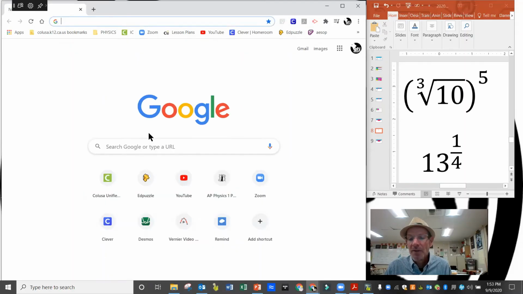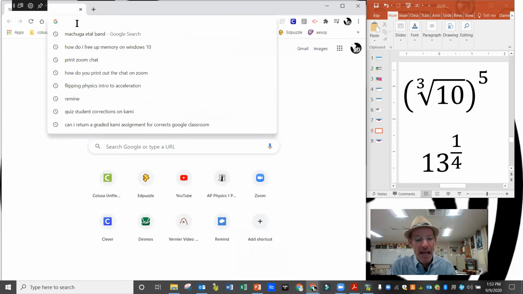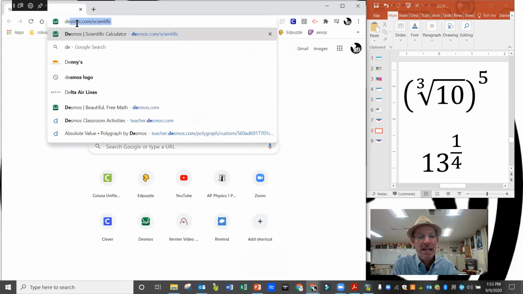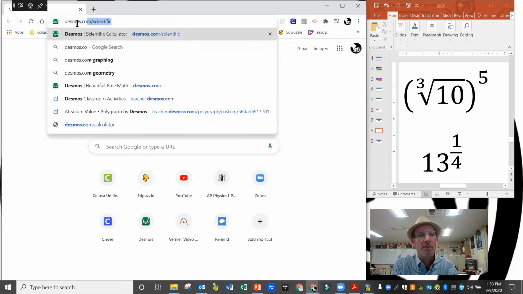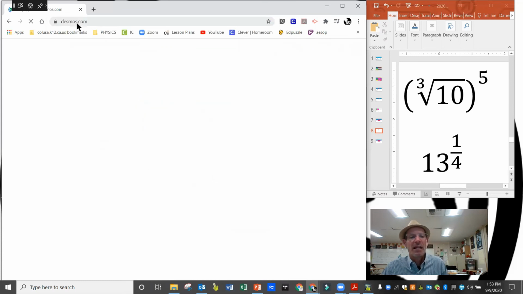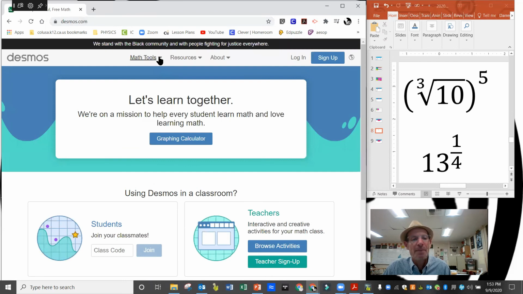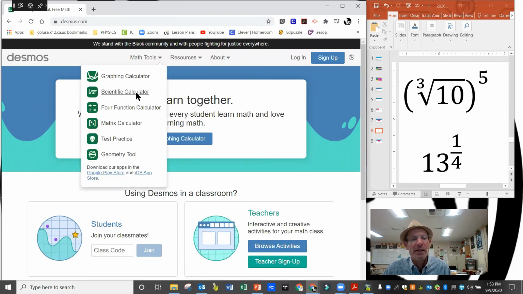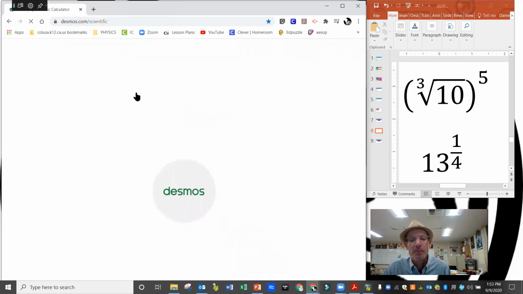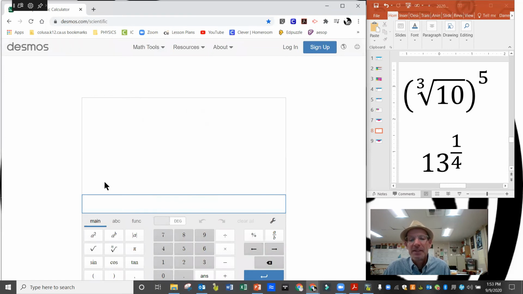All right, so if you are not using the Casio FX 300 ES Plus, you should use the Desmos scientific calculator. So just open a new browser tab, type in Desmos.com, and that'll take you to the Desmos website. And you want to hit Math Tools and pick Scientific Calculator. And then this calculator will be able to do these kind of problems without any worries.